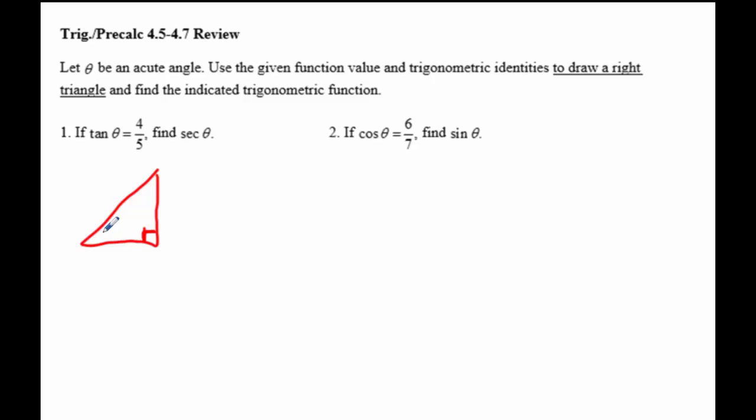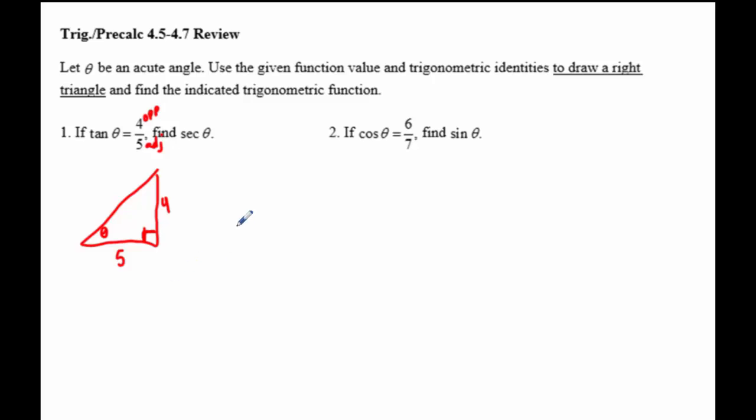And you want to label one of your other two angles, and it doesn't matter which one. So I like to label the bottom left one, but if you wanted to label a different one, that's fine. If that's where theta is, and tangent, which is opposite over adjacent, is 4 over 5, that means my opposite side is 4, my adjacent side is 5. That's what my triangle is going to look like.